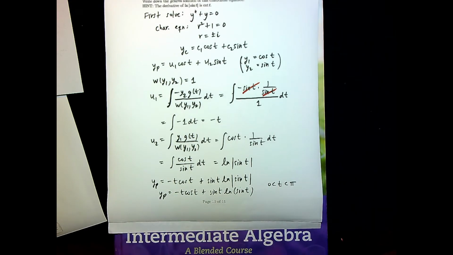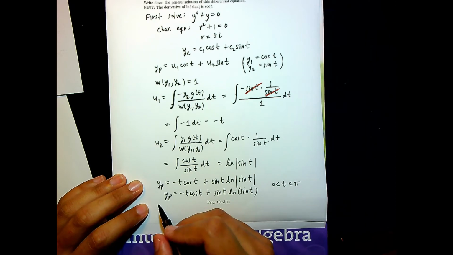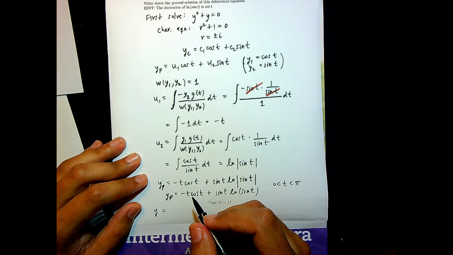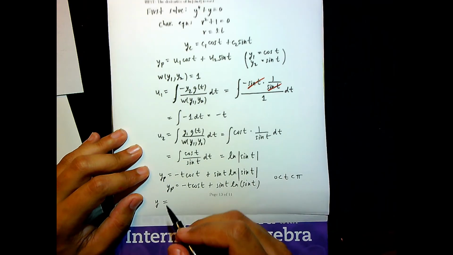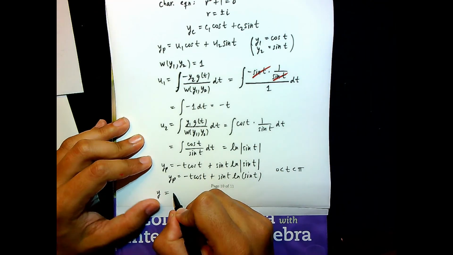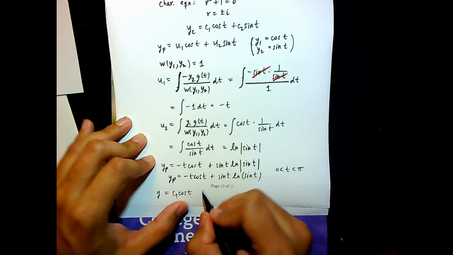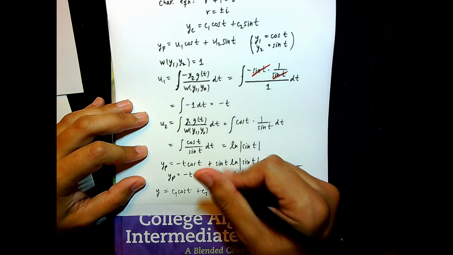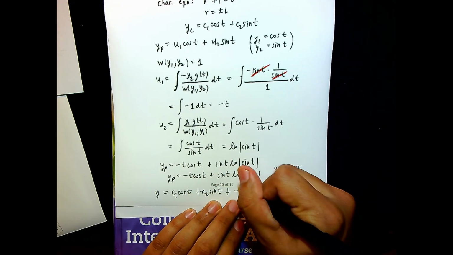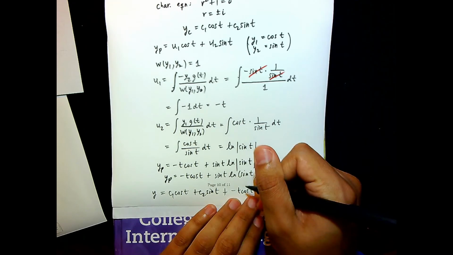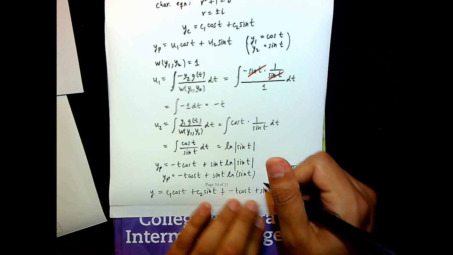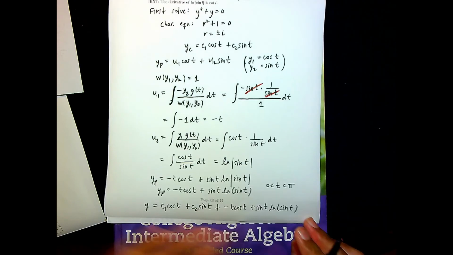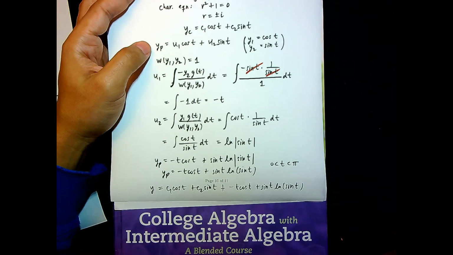And now that we have the particular solution, the general solution is the complementary solution plus the particular solution. So this is the complementary solution, which is C1 cosine of t plus C2 sine of t. That's the complementary solution, plus the particular solution, plus negative t cosine of t plus sine of t ln of sine of t. So that is the answer.